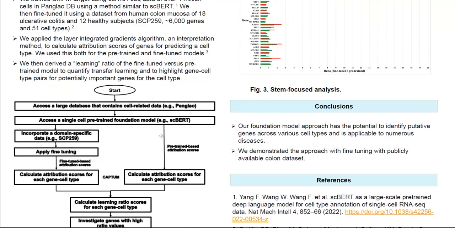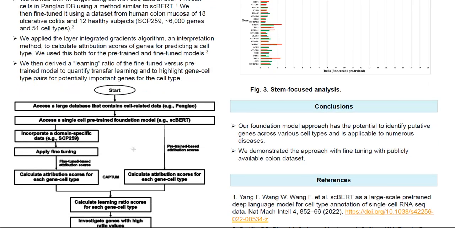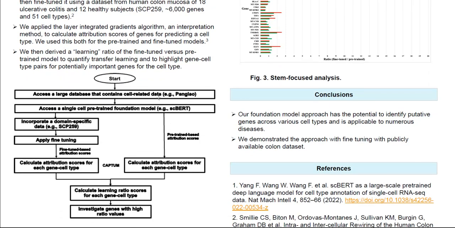So in our methodology, illustrated here in figure 1, basically we took a very large database with over 1 million cells, PanglaoDB. We applied to it a pre-trained model called scBERT, and we calculated attribution scores for all of the genes.